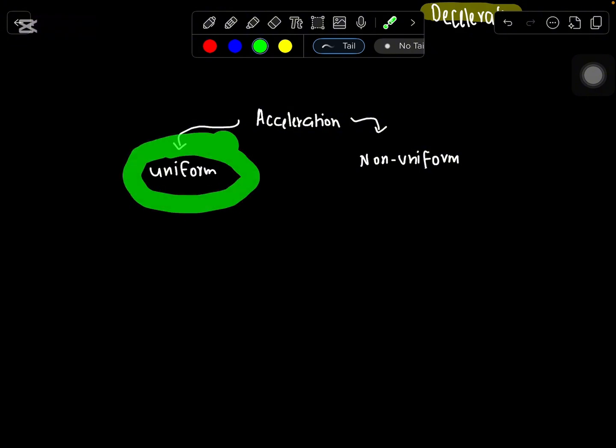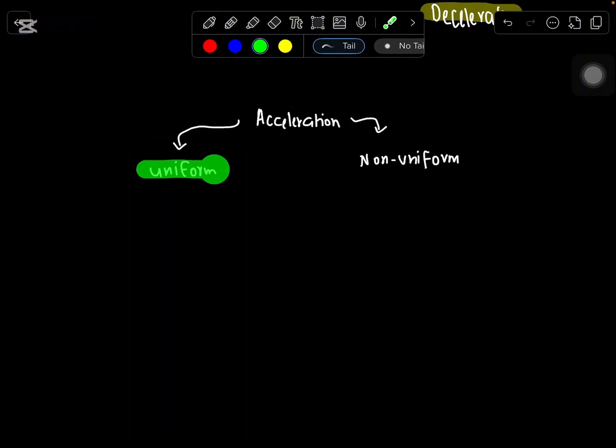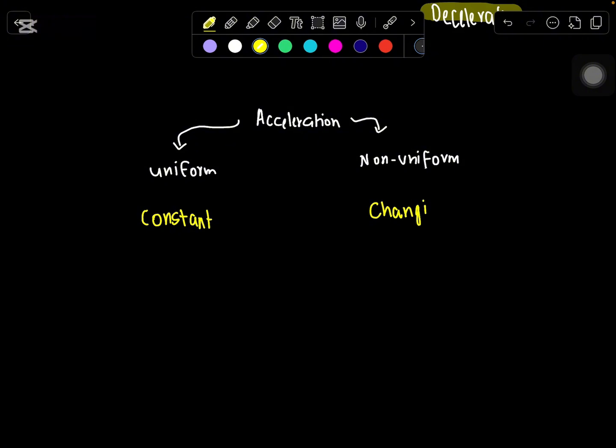So for any formal thing, if you have a uniform, it's same for everyone. And another word for same is constant. So uniform acceleration is constant acceleration. And non-uniform acceleration is variable or changing acceleration. Let's look at that in a bit more detail.